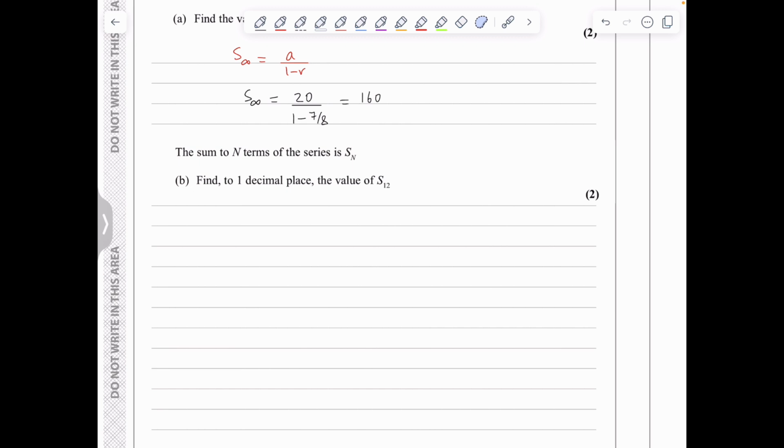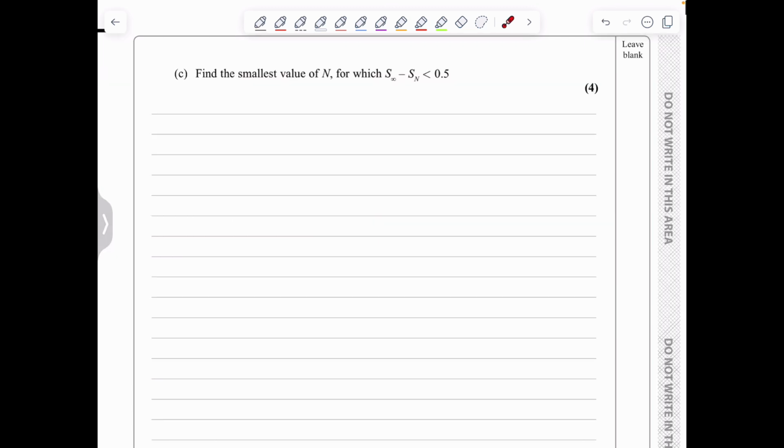In part B, we are told to find the sum of the first 12 terms correct to one decimal place. Once more, the formula for the sum of the first n terms is given in the formula booklet. In our case, the sum of the first 12 terms is going to be 20 times 1 minus 7 over 8 to the power of 12, all of it over 1 minus 7 over 8. This gives an answer of 127.7732... We need to give our answer correct to 1DP to score both marks, so this is simply 127.8.